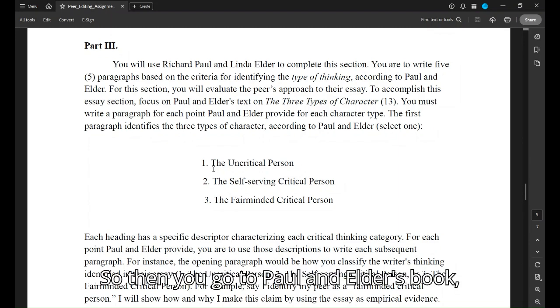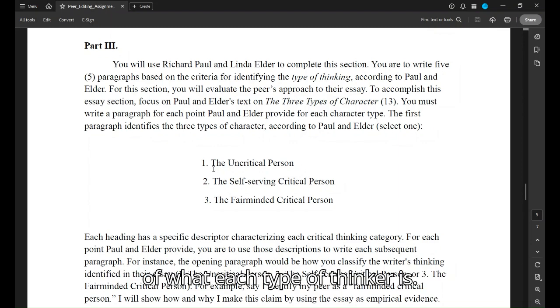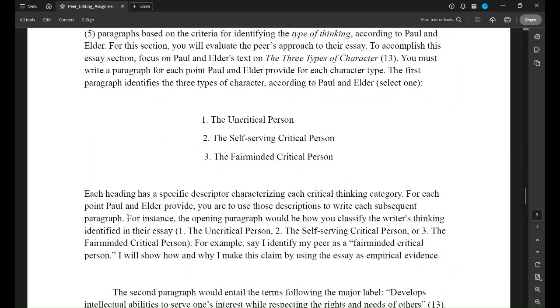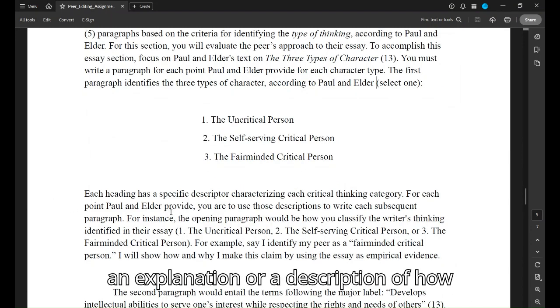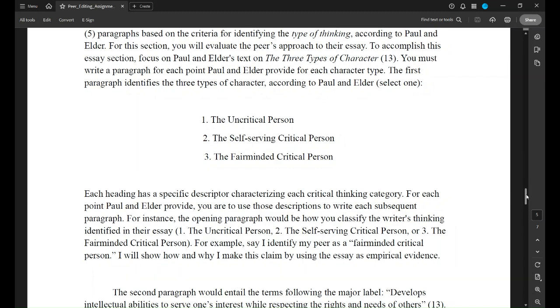So then you go to Paul and Elder's book, go to page 13, look at the 3 types, and then you will notice that they have 3 types listed at the top. And below them, they have descriptors of what each type of thinker is. And then that is how you're going to organize your paragraphs for this section. Right. And then I wrote an explanation or a description of how you're going to go about doing that here under the 3 points.